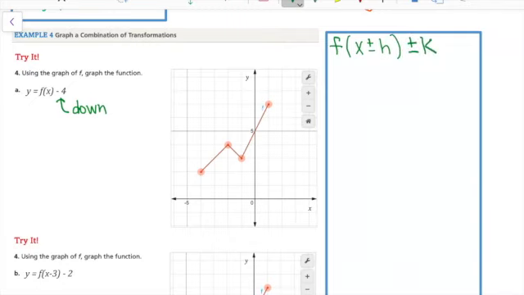Where we write that if there's a plus sign on the inside, it means to go left. If there's a minus sign, it means to go right. So that's opposite than what you normally think, because negative on a number line is left, but it's the opposite here for the inside. However, on the outside, plus means up, and minus means down.